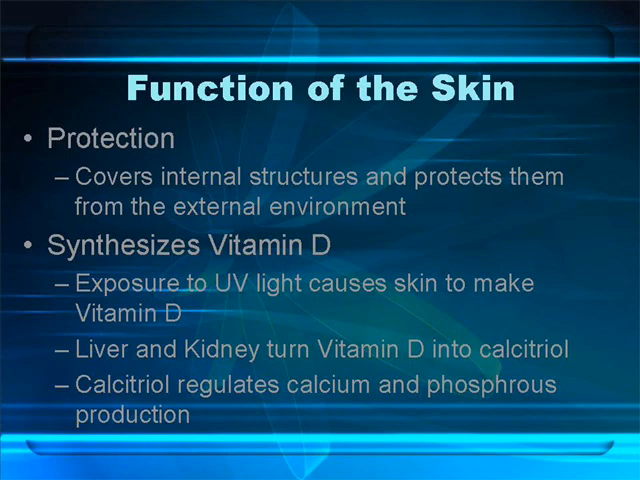One of the other major functions is the synthesis of vitamin D. As your skin is exposed to UV light, such as sunlight, your skin produces vitamin D. That vitamin D, in turn, goes through the liver and kidney, gets changed into something called calcitriol, and that's what regulates calcium and phosphorus production in your body.